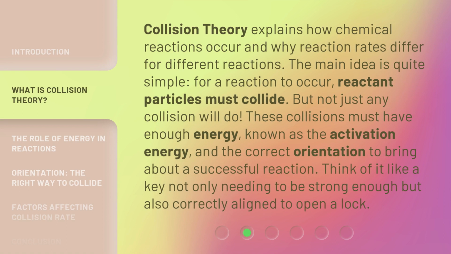Collision theory explains how chemical reactions occur and why reaction rates differ for different reactions. The main idea is quite simple. For a reaction to occur, reactant particles must collide. But not just any collision will do. These collisions must have enough energy, known as the activation energy, and the correct orientation to bring about a successful reaction. Think of it like a key not only needing to be strong enough but also correctly aligned to open a lock.